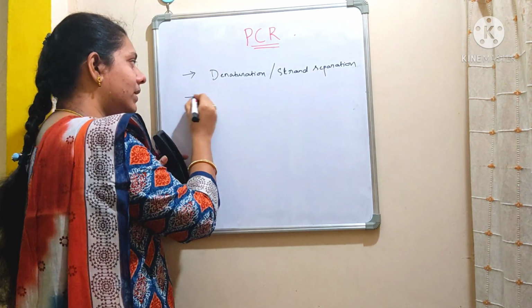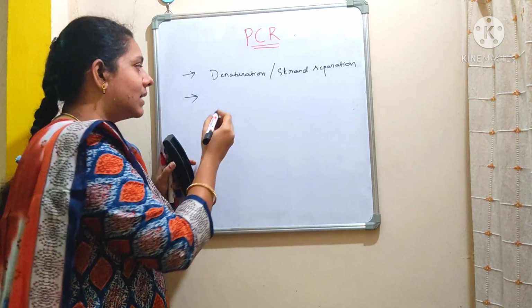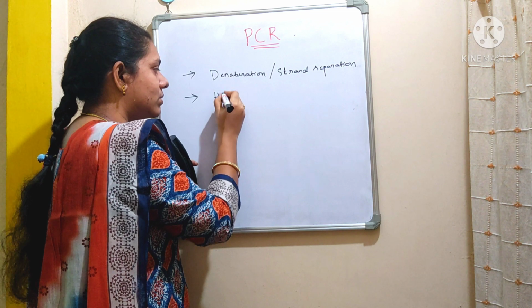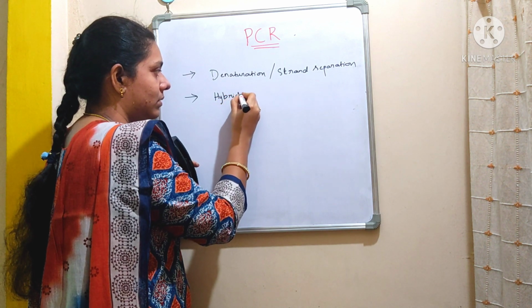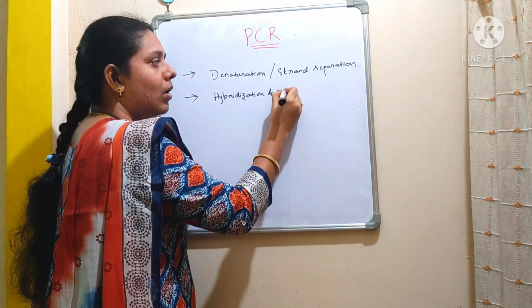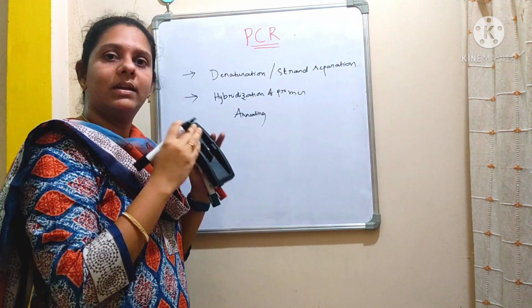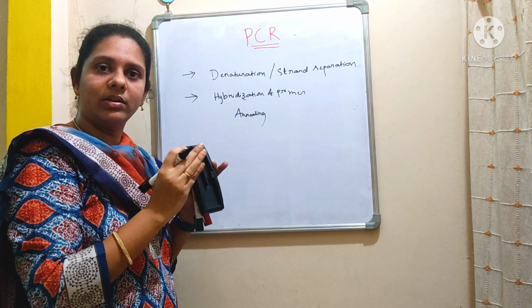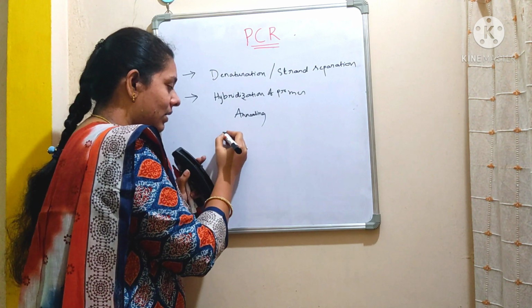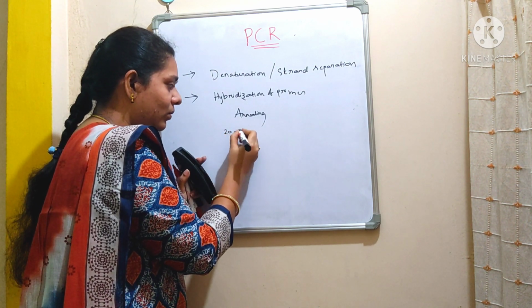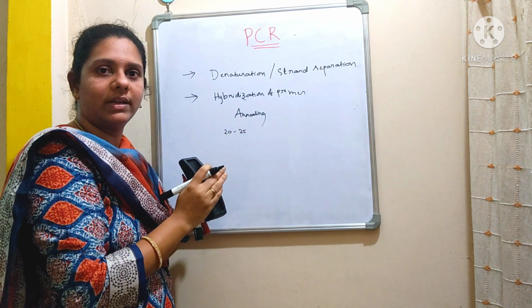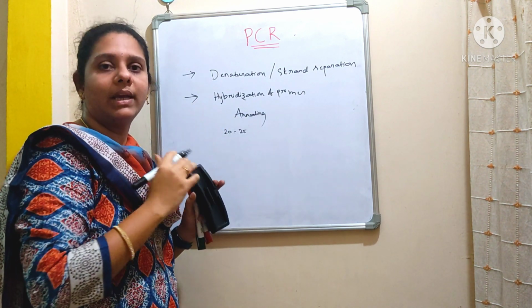Okay, and coming to the second step of PCR, that is hybridization of primer, or we can also call it annealing. Remember, primers are short nucleotides with 20 to 25 nucleotides, and these are prepared chemically.